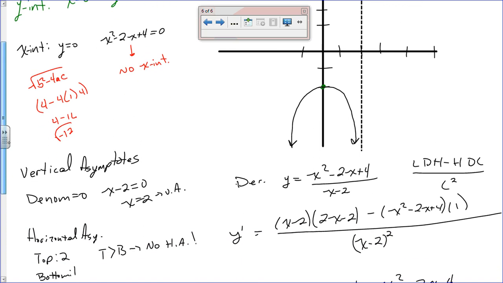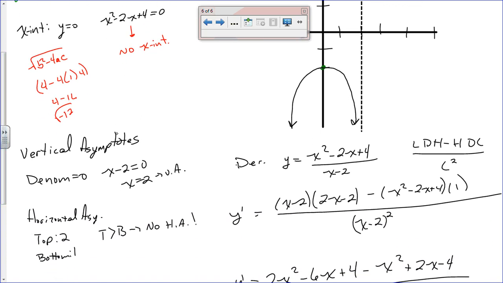Next thing we needed to do was find vertical asymptotes. To find vertical asymptotes, you set the denominator equal to 0. So we set x minus 2 equal to 0. Our vertical asymptote is at 2. For horizontal asymptotes, you check the degree of the top versus the degree of the bottom. Since the degree of the top was greater, we have no horizontal asymptote.